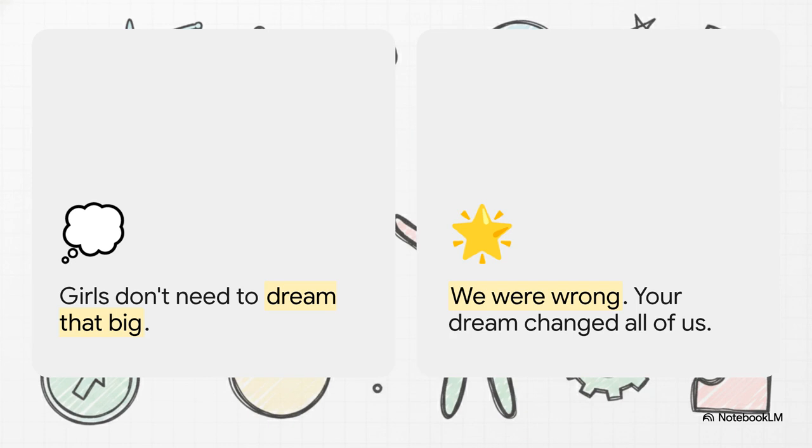This is huge because it beautifully proves the script's core argument. Individual triumph has the incredible power to completely dismantle collective prejudice. By refusing to let go of her dream, she didn't just change her own trajectory. She literally forced an expansion of her family's entire worldview.